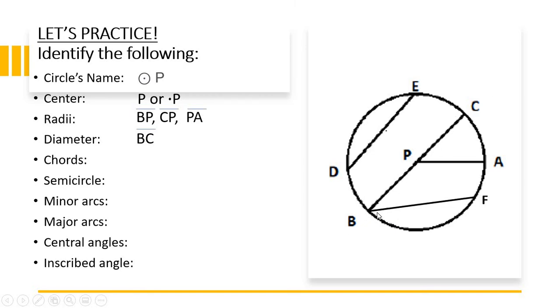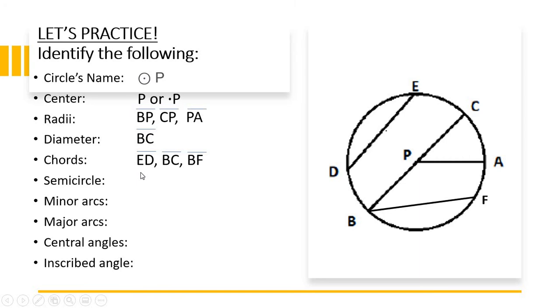Diba? Because this is a chord or a line segment that passes through the center and whose endpoints are on the circle. Next, how about the chords? We have the line segment ED, and then line segment BC, which is our diameter for this example, and then the line segment BF. So, these are the examples of chords.